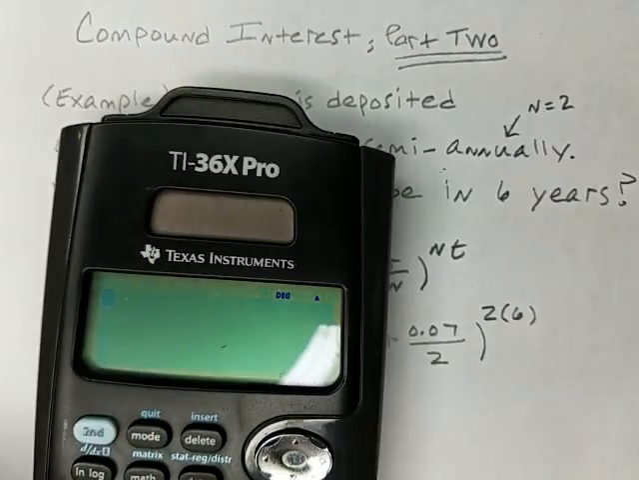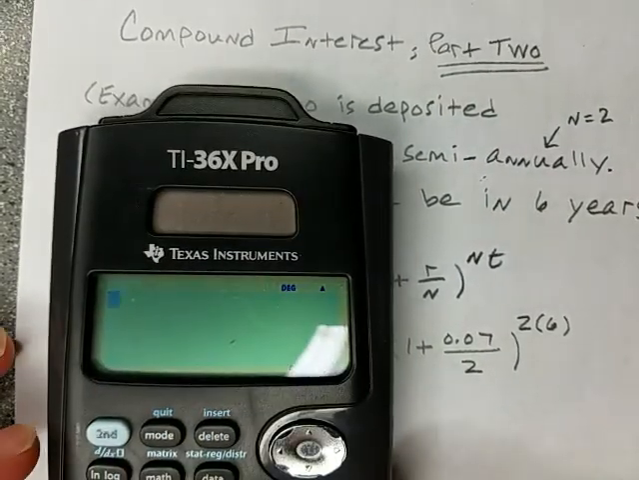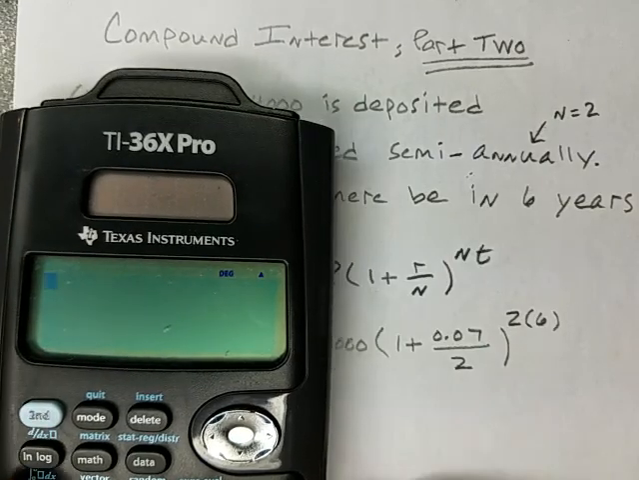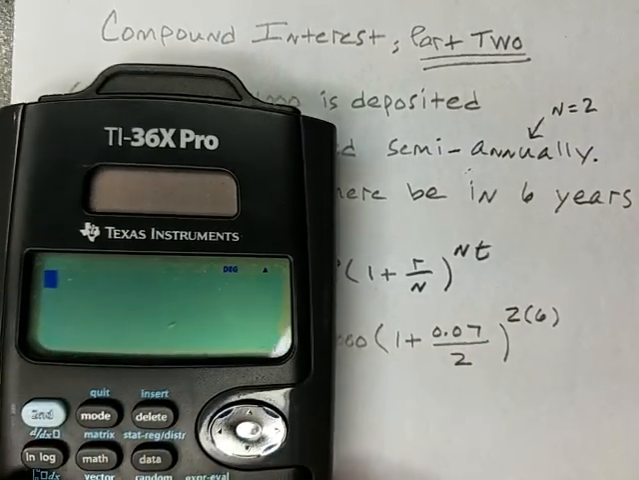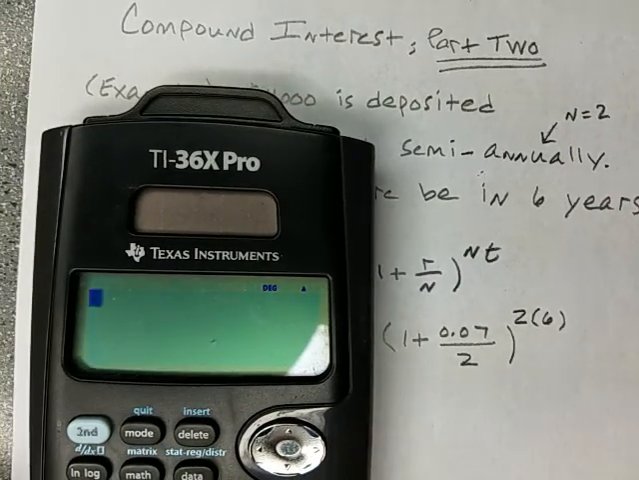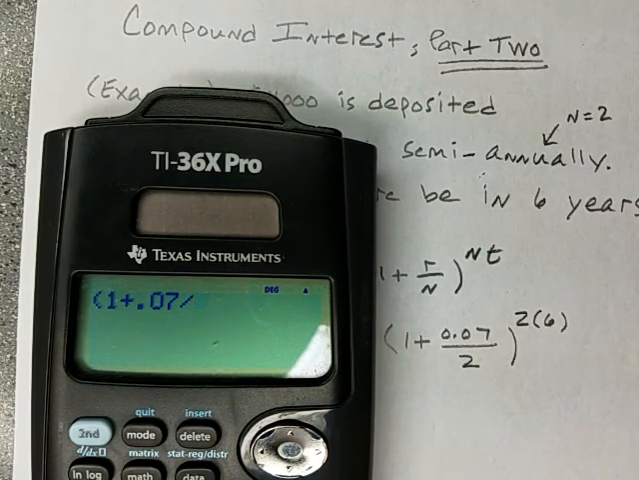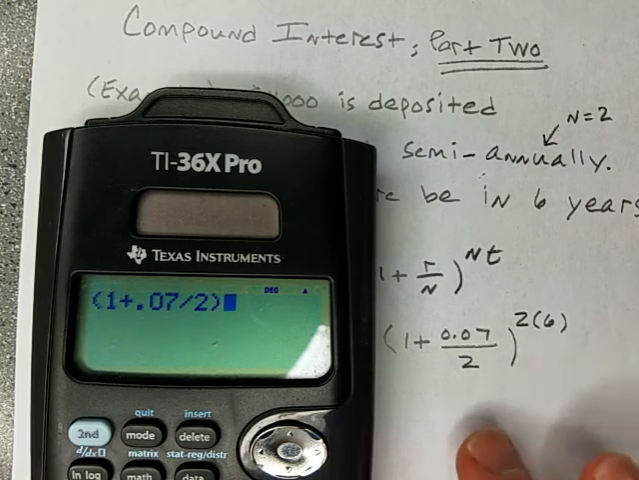All right, now I'll show you how I do this in my calculator. Everybody's calculator is different, so you'll have to learn how yours works. Here's the calculator that I happen to have at the moment. I could, if I wanted to, just type this whole thing in, but not everybody's comfortable doing that. So let's start with this part. I'll open a parentheses. 1 plus 0.07 divided by 2. Okay? See how that's going in? Just like you see it here.